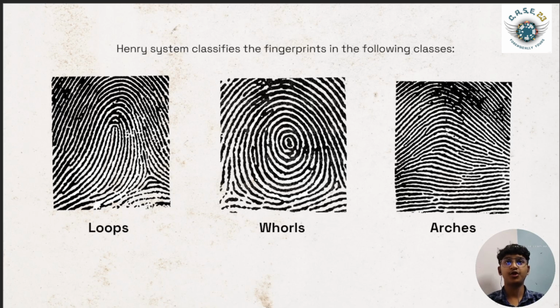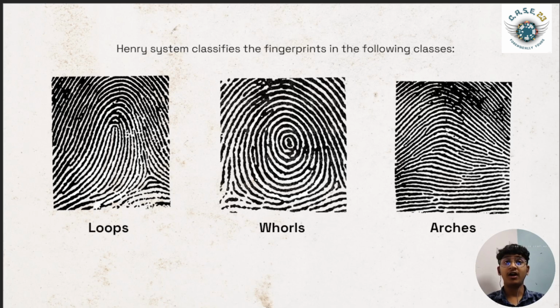Alright, now let's talk about the three main fingerprint patterns: loops, whorls, and arches. They are the fundamental ridge patterns that forensic scientists use to classify fingerprints. First one is loop. Loops are the most commonly found fingerprint pattern, found in about 60 to 65% of people. In a loop, ridges enter from one side of the finger, curve around, and exit from the same side. Loops also have a core, the center of the pattern, and a delta, a triangular ridge formation.